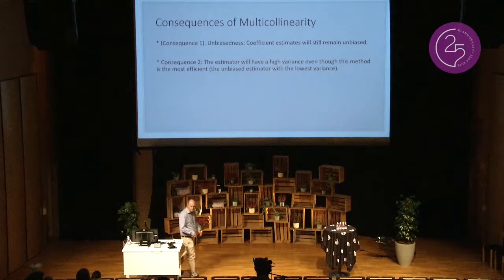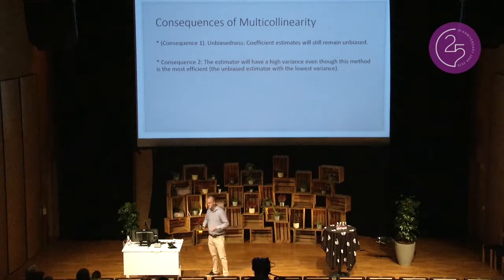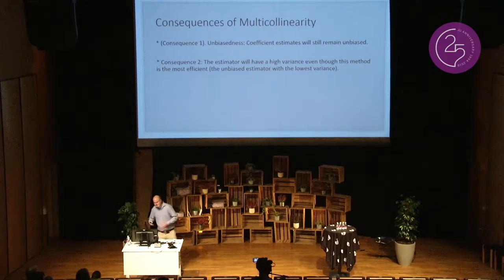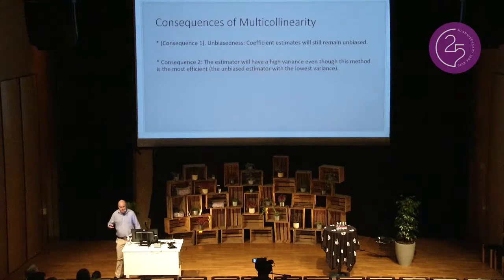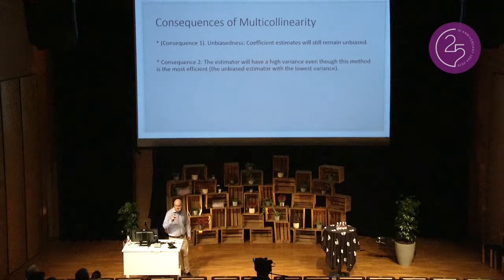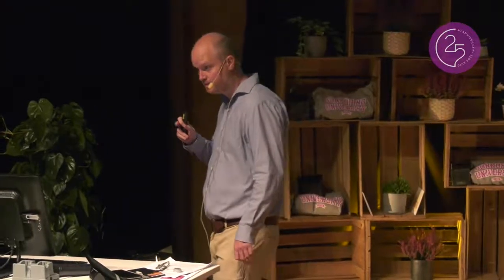And consequences of multicollinearity. I mean, the first one is really not a consequence. I mean, it's still unbiased, which is positive. So coefficient estimates will still remain unbiased. And actually, if you minimize the loss function I showed you before, those estimators will even be the most efficient ones. So they will be the estimators with the lowest variance among all unbiased estimators. So in that case, the standard method that one applies is the optimal one if we consider unbiased estimators.